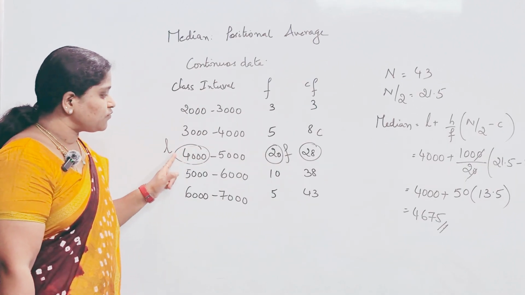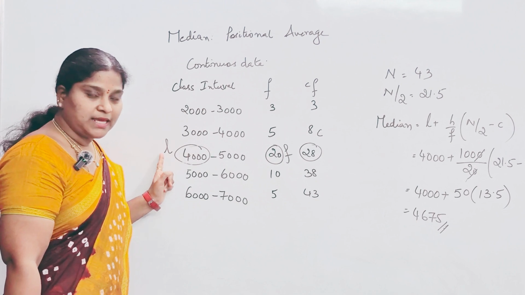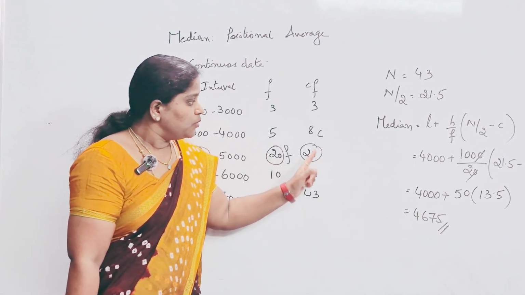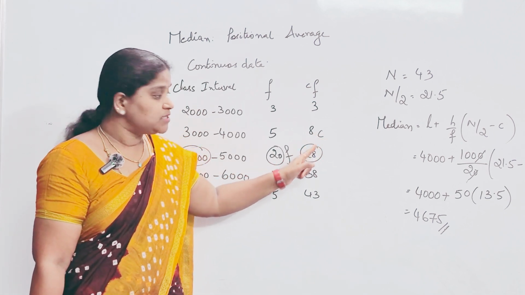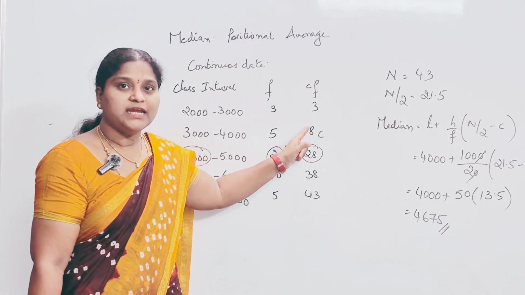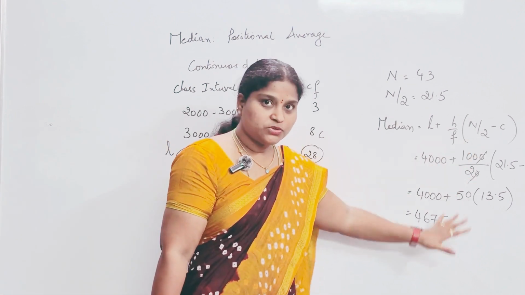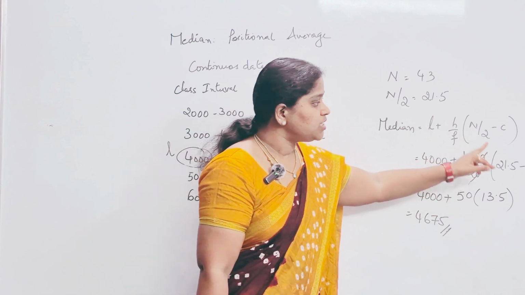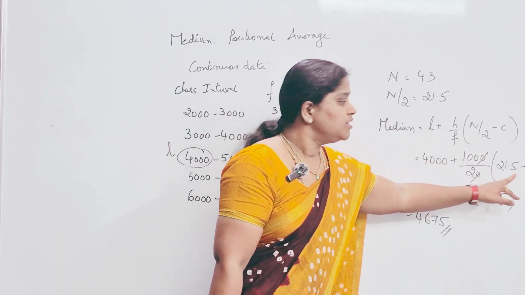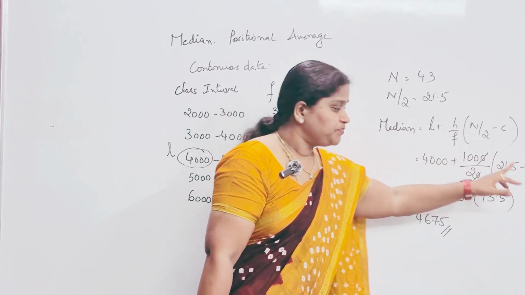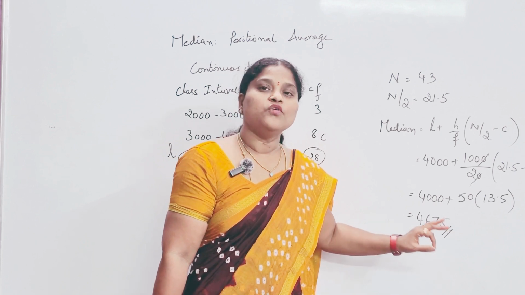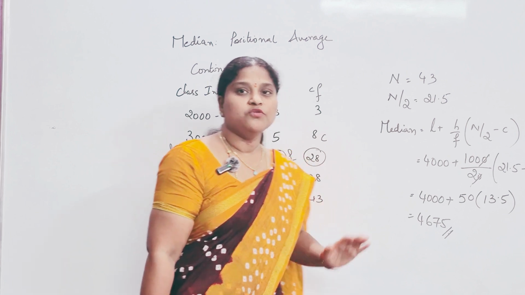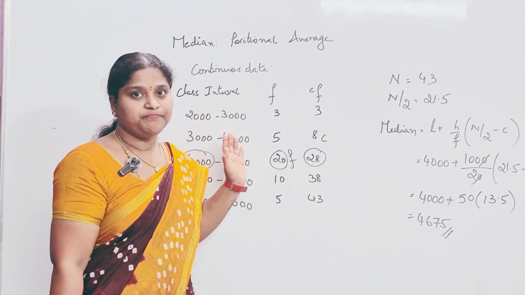The lowest limit of class interval in median class will be L. The corresponding frequency value will be 20. Now, the C value here is the preceding value to 28, which is 8. On substitution, we get 4000 plus H is 1000, F is 20, N by 2 is 21.5 minus C is 8. We get the value 4675. This is the median value for the given continuous data.